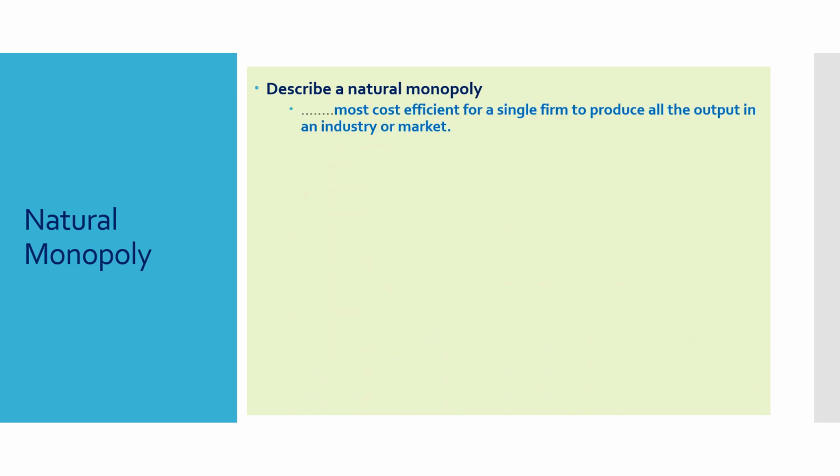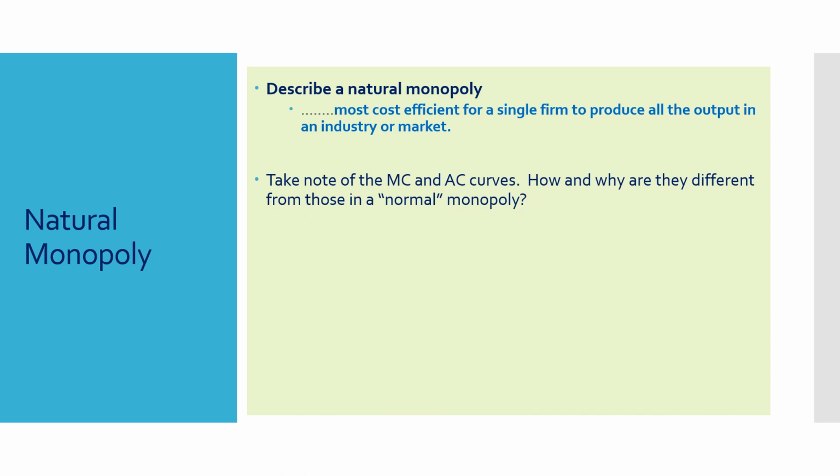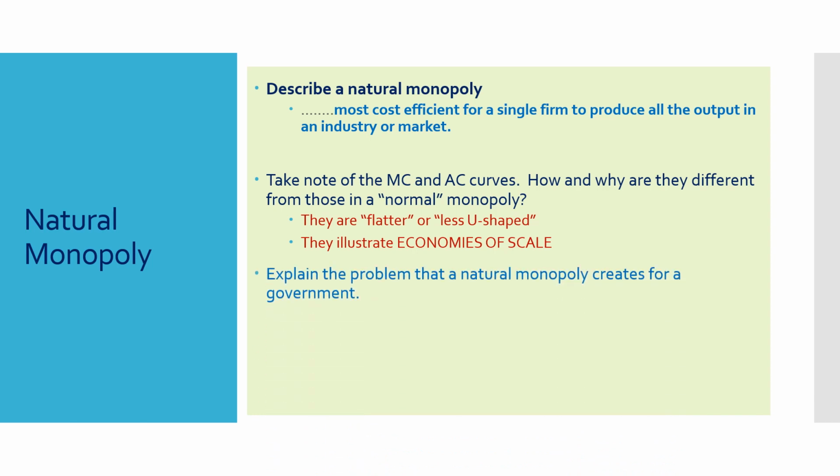Description of a natural monopoly: it is the most cost efficient for a single firm to produce all the output in an industry or market. So what is a natural monopoly? Make sure you can tell me. Make sure you can explain why your MC and AC curves are so much flatter. And that is because of economies of scale. I'll talk about that a little bit in part 3 again. And then explain the problem that a natural monopoly creates for government.